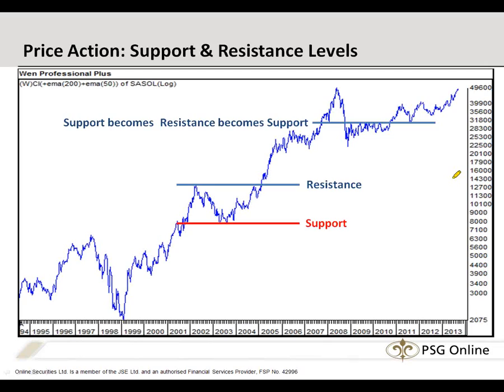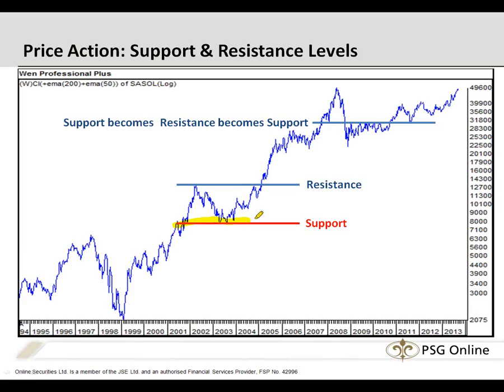Okay. Let's look at some tools that we use now in technical analysis. We talk about support and resistance levels. So I just want you to understand that support and resistance levels are horizontal lines. The idea is that we want to find an area of support. It's like a floor. You can see the share price has touched that level quite a few times. That's what we call support.